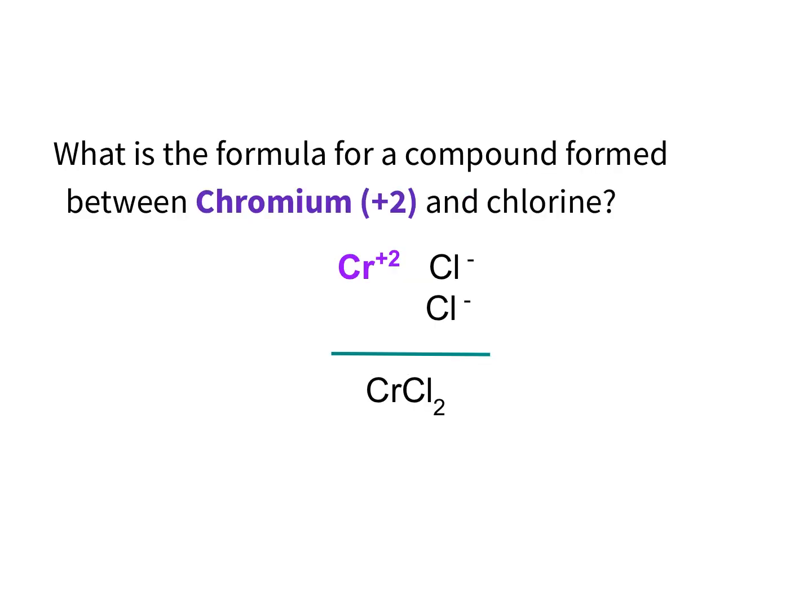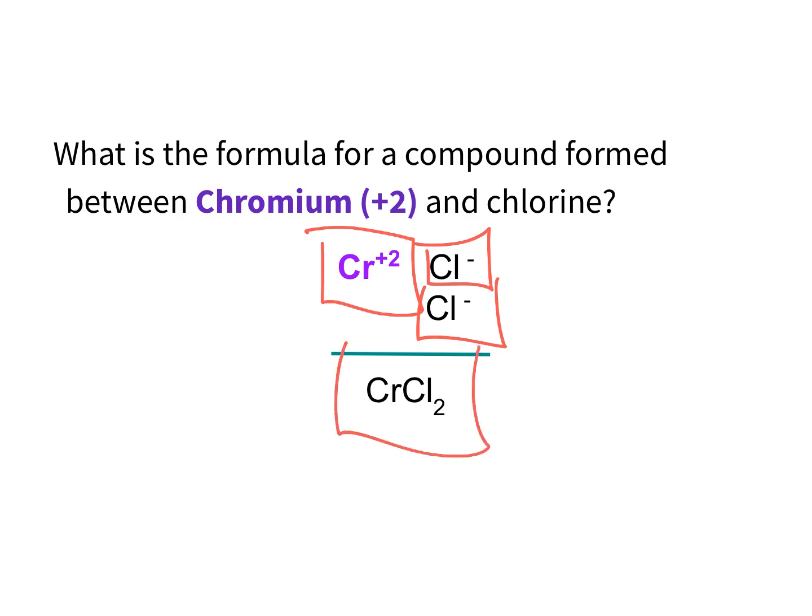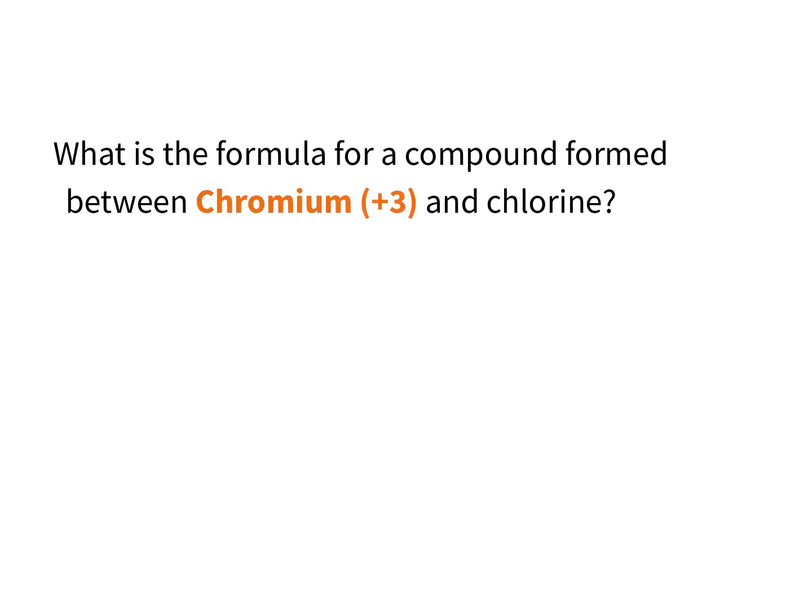Now, if we're looking at the formula for a compound with chromium +2 and chlorine, then we have our chromium +2 and we have our Cl minus. Then we need another Cl minus, just like our other problem, to balance out that 2 plus. We need a 2 minus. Now we have our completed formula because we have 1 chromium and we have 2 chlorines here.